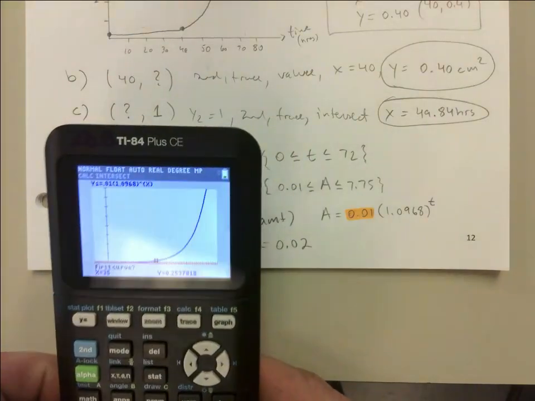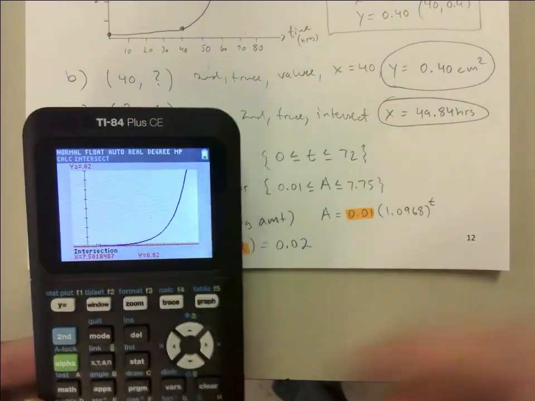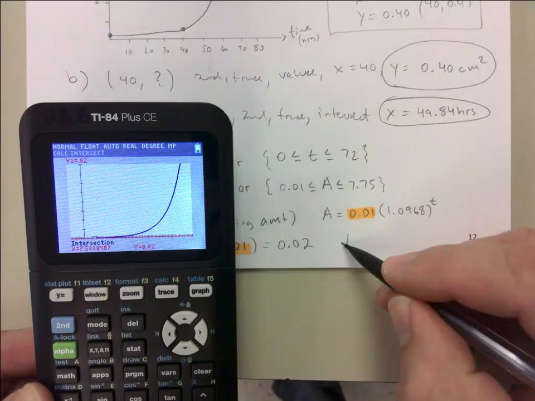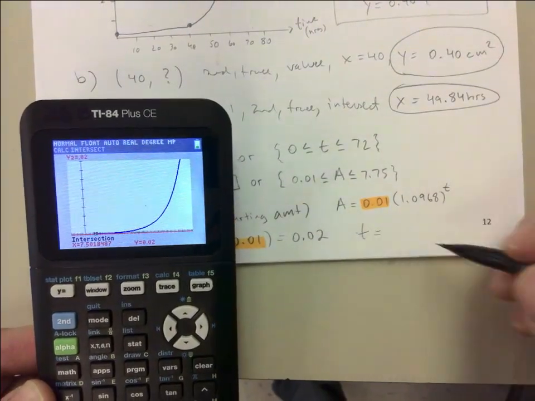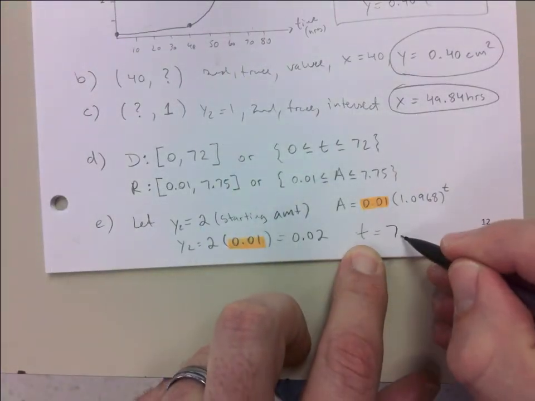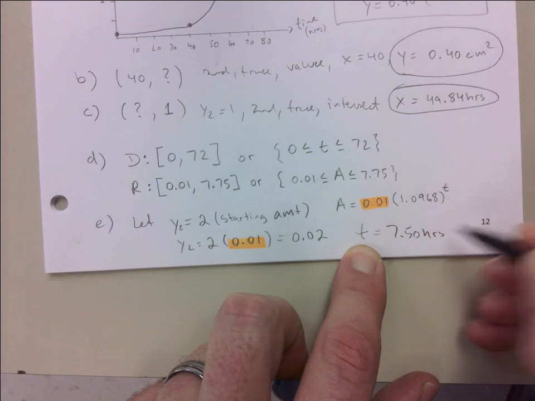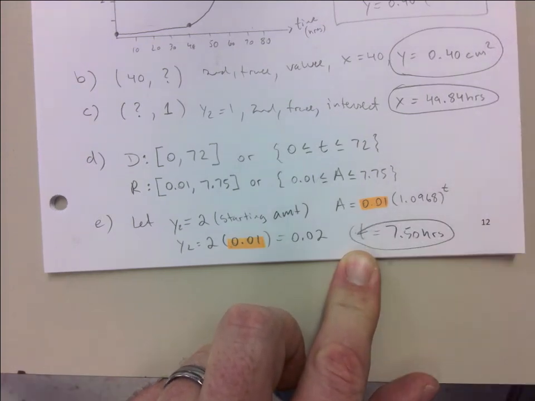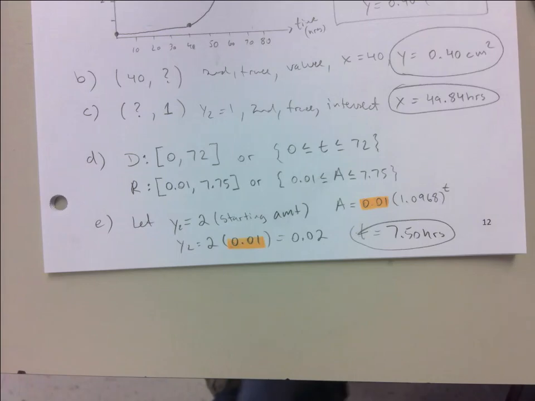Second trace 5, enter, enter, enter. There we have it. Time is 7.50, right? Hours. Yeah, so 7.5 hours is your doubling time.